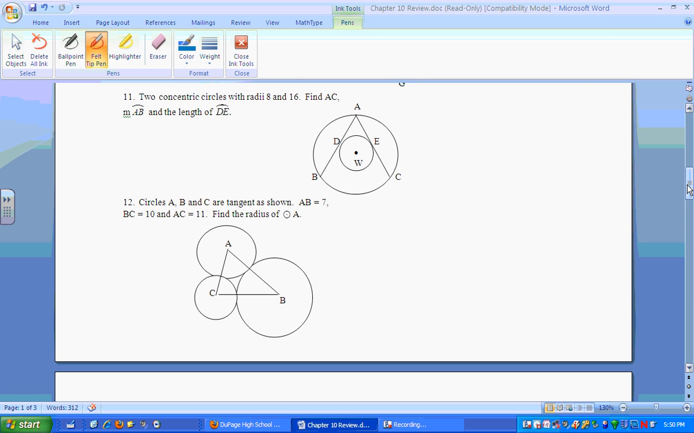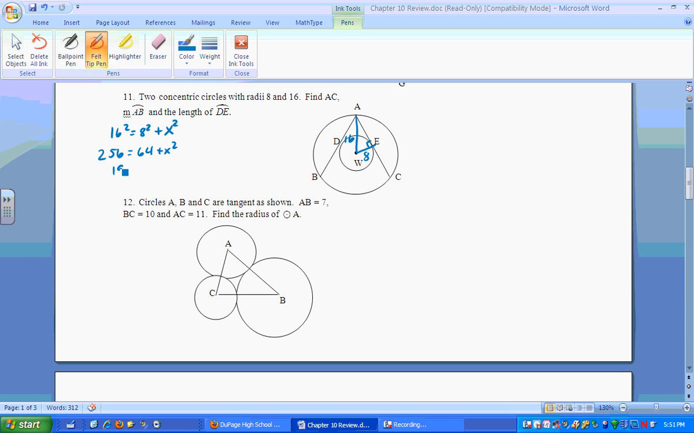Number 11, you have 2 concentric circles. That means one circle's inside of the other circle, and they share the same center. We've got one radius of 8, so we'll say the minor radius is 8. The big radius goes to the edge of the chord AC, so that is 16, and we want to find the outside. So you could do the Pythagorean theorem here, and we have 16 squared is equal to 8 squared plus x squared.